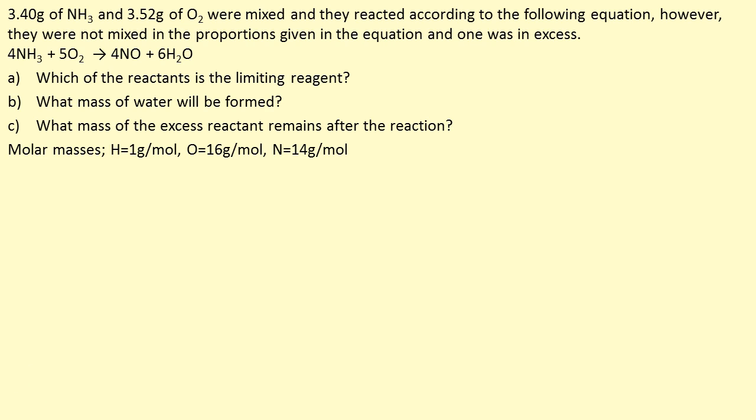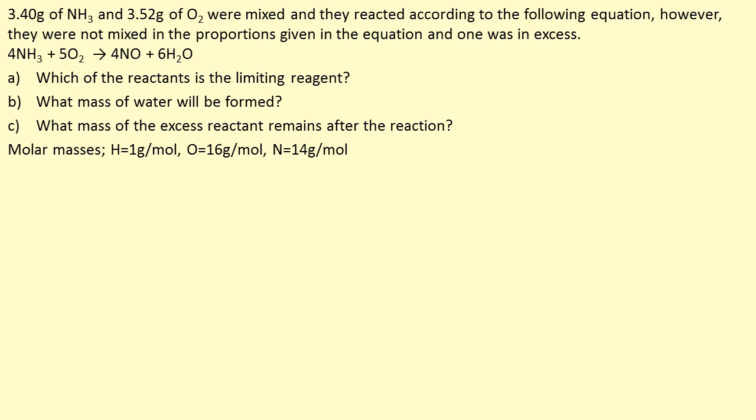3.40 grams of ammonia and 3.52 grams of oxygen molecules were mixed and they reacted according to the following equation. 4 moles of ammonia reacted with 5 moles of oxygen molecules to form 4 moles of nitrogen monoxide plus 6 moles of water. However, they were not mixed in the proportions given in the equation, and one was in excess. Which of the reactants is the limiting reactant? Secondly, what mass of water will be formed? And thirdly, what mass of the excess reactant remains after the reaction?